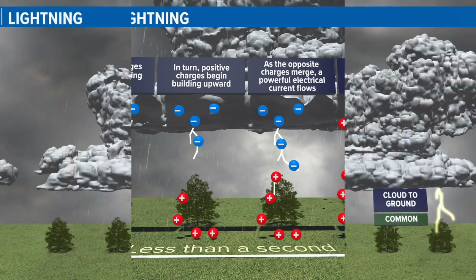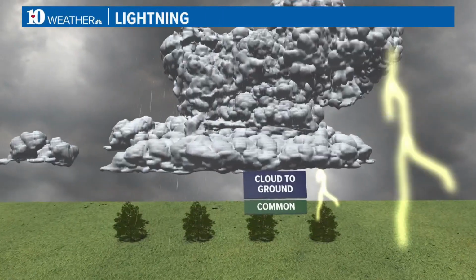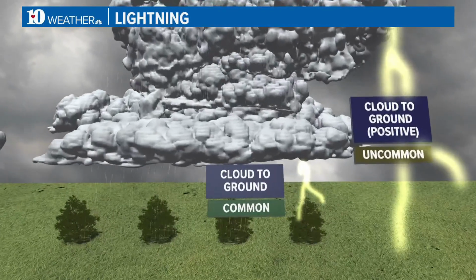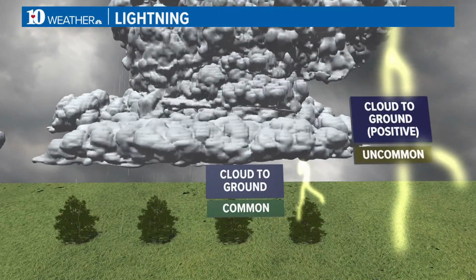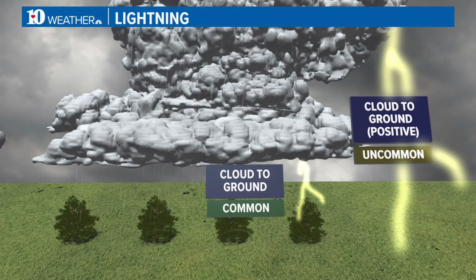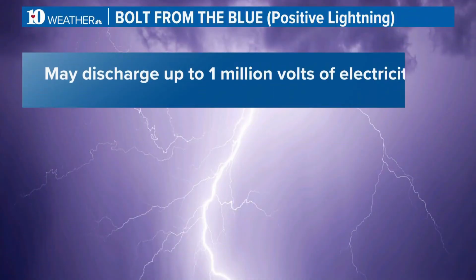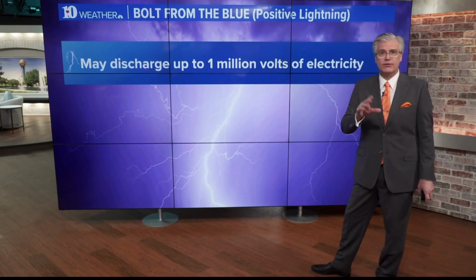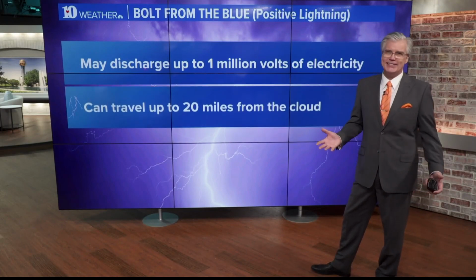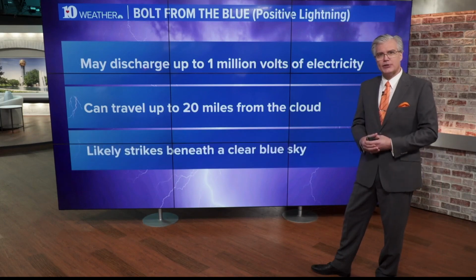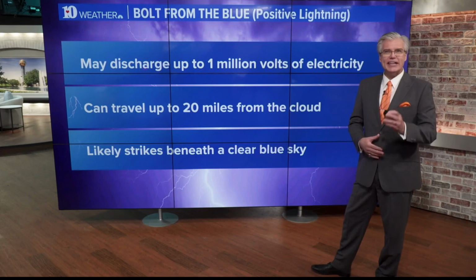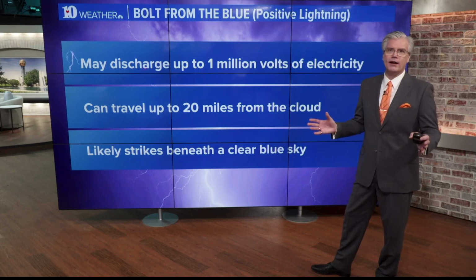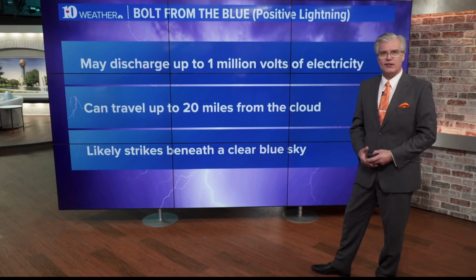Lightning can either be negative, which is the most common, or positive, which makes up 5% of all cloud-to-ground strikes. Unlike negative lightning, positive lightning begins from the upper reaches of the cloud. A positive strike is considered more dangerous because 1 million volts can be discharged, which is 10 times stronger than the average negative strike. Positive lightning is also able to strike up to 20 miles from the cloud beneath a clear blue sky. Because it seems to come out of nowhere, a positive strike is often called a bolt from the blue.